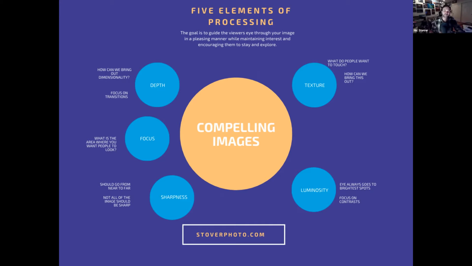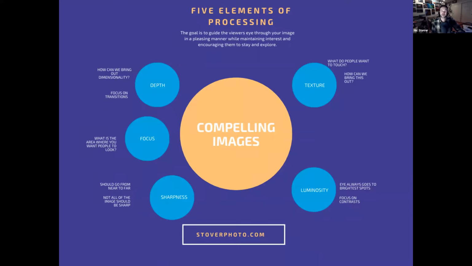So there's 5 elements of processing that I focus on. I actually have a sticky note on my computer. I only have a couple sticky notes. I only have 2 or 3. I'm up to 3 now. And this is one of them. And what we're looking to do, or should be looking to do, as we process our images, and these are the 5 aspects I've kind of identified and worked through, are depth, focus, sharpness, texture, and luminosity.